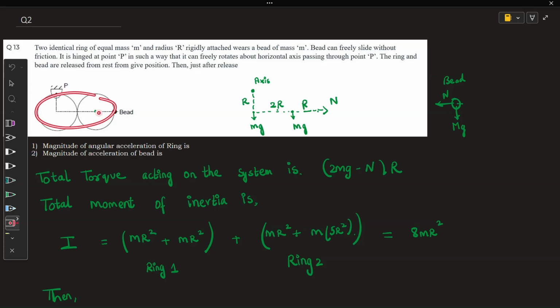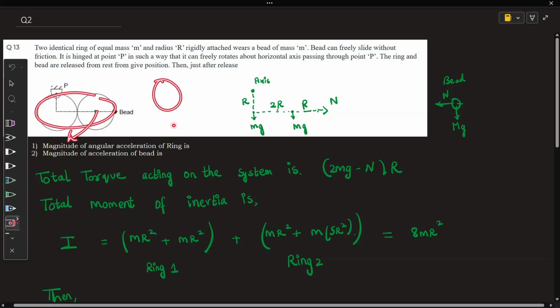If you observe the motion completely, what happens is this whole system, due to the mass imbalance, will move in this direction, and finally you get something like this, where point P is here, and the bead will anyway move in this direction. These are the conclusions. First, let's write the torque about the point P.